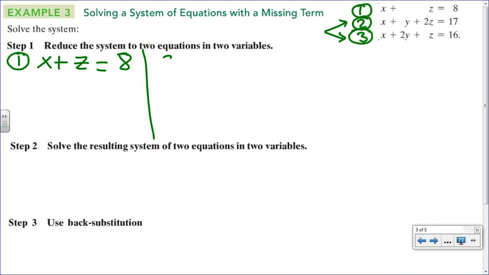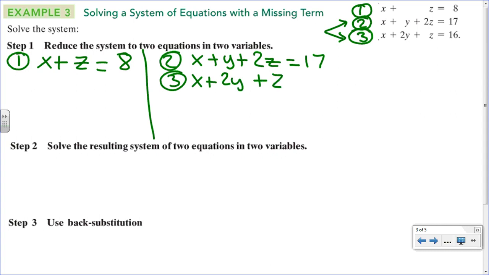So I'm going to take 2 and 3. Equation number 2 is x plus y plus 2z equals 17. Equation 3 is x plus 2y plus z equals 16. So what is the variable we have to eliminate? What's the one that we don't have in equation 1? Y. So we need to eliminate y.